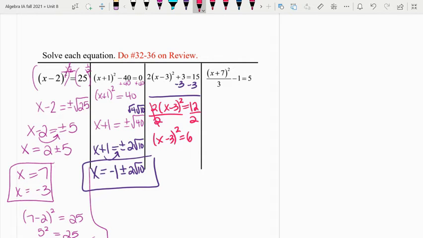How do you undo a squared? You take the square root. So we get x − 3 equals plus or minus the square root of 6. Move the 3 over here. So add 3. x equals 3 plus or minus the square root of 6.